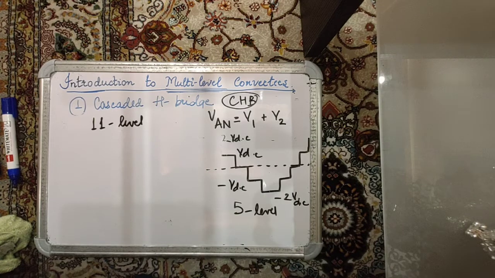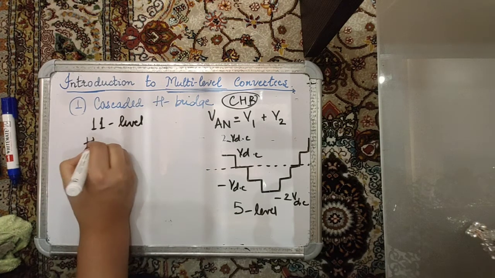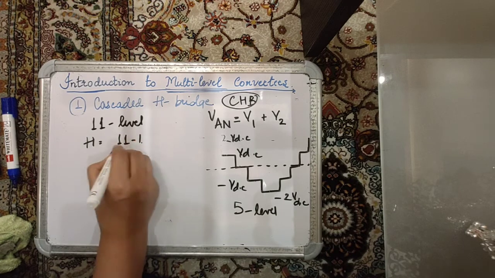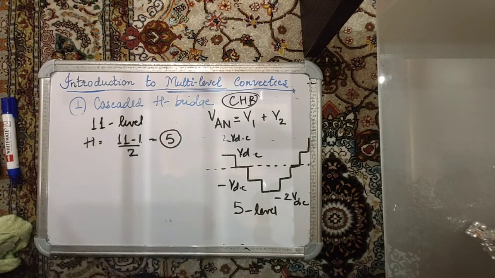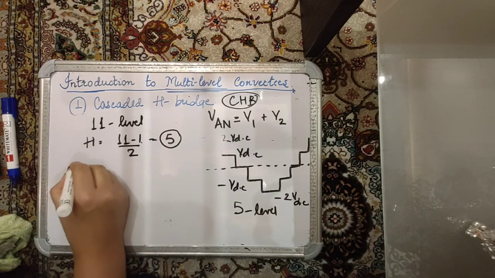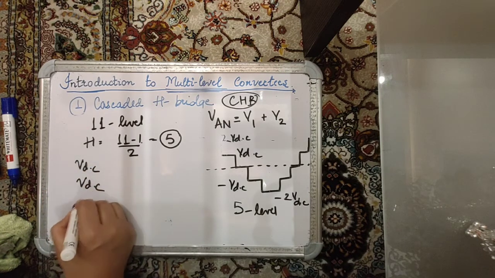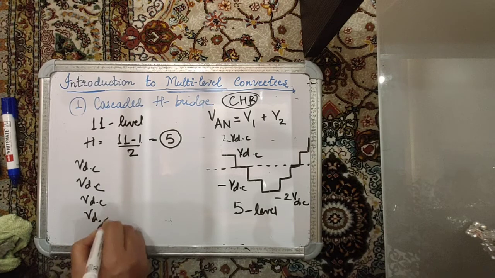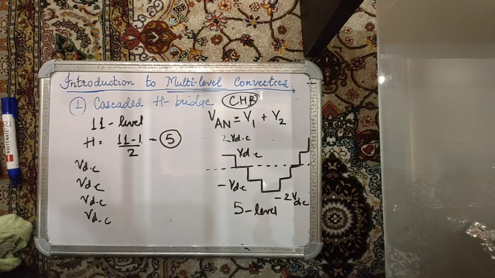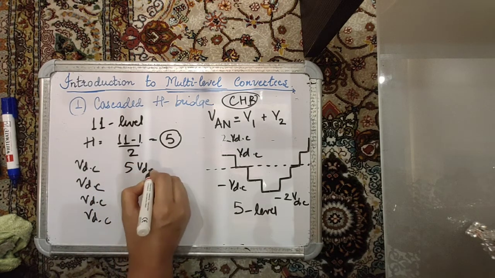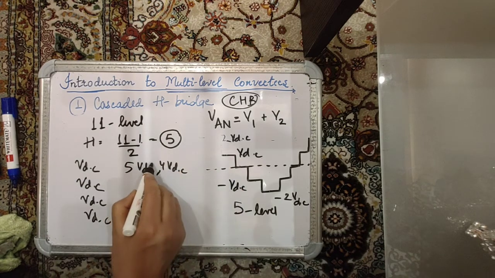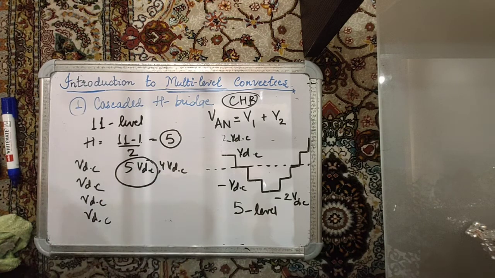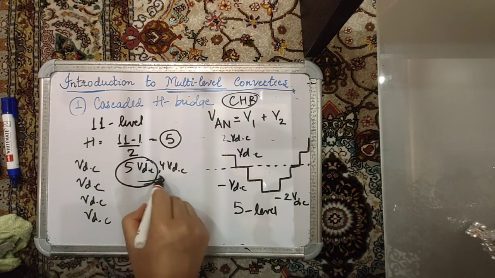Then obviously the number of H bridges that you would require will be (11 minus 1) by 2, that is 10 by 2, that is 5 H bridges per leg, which means that if each leg has VDC, VDC, VDC at the input, so on and so forth, the 11 levels will begin from 5 VDC to 4 VDC to 3 VDC, so on and so forth. So the highest AC output will be 5 times VDC.